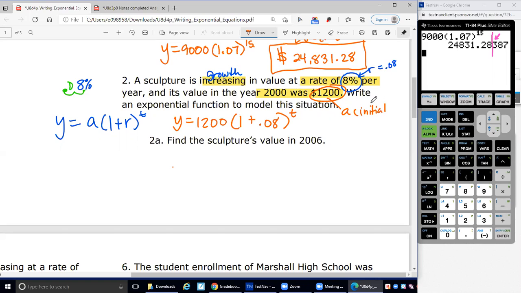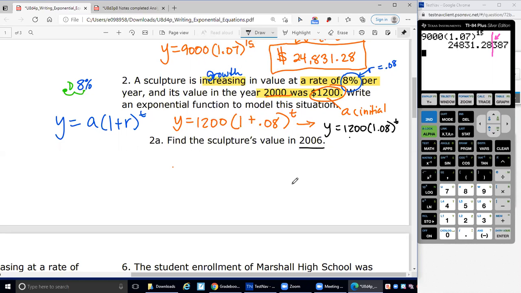So now one thing I want to point out: this is our initial amount, right? What that makes it is it also makes this the initial year. So keep that in mind as we're addressing the next question, okay? So this one right here, when we clean it up just a little bit, it's going to end up looking like this: y is equal to 1,200 times 1.08 to the power of t. Got it?